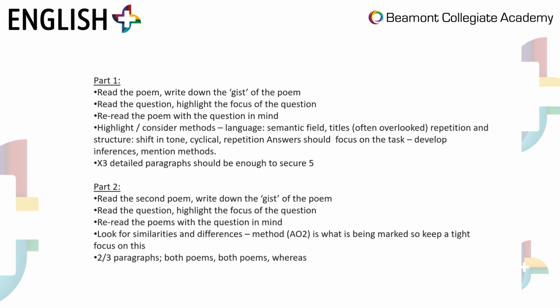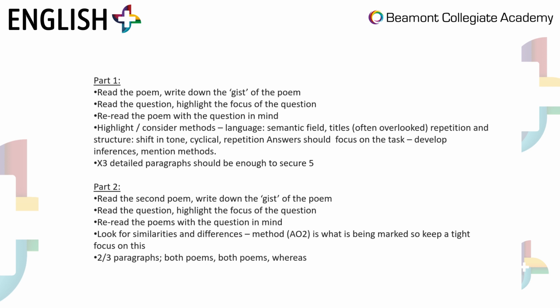So the only thing they want to mark you on here is what we call AO2, which is an analysis of the methods used. So for example, poem A might use colour imagery like greys and blacks to show his unhappiness, whereas poem B might use colours like blue and silver to show his excitement and anticipation. That would be a method. They both might use repetition to get an important idea across.